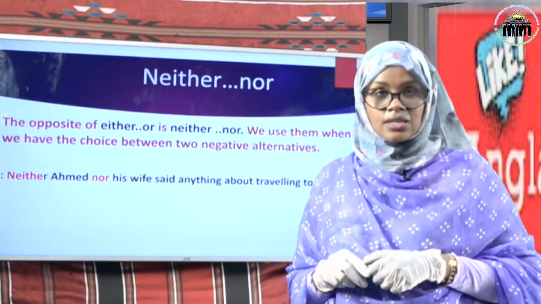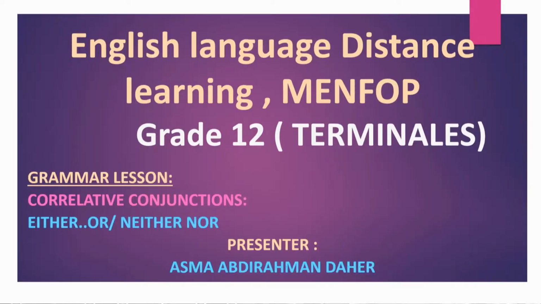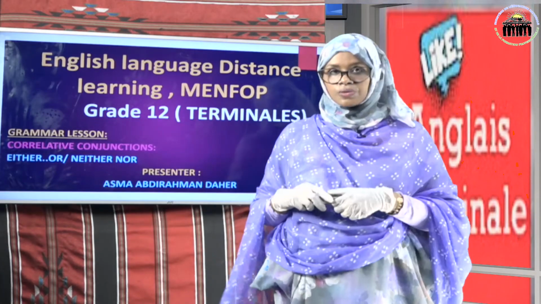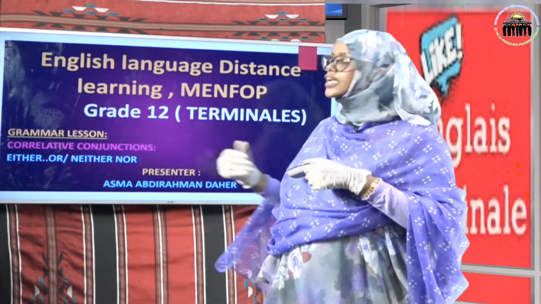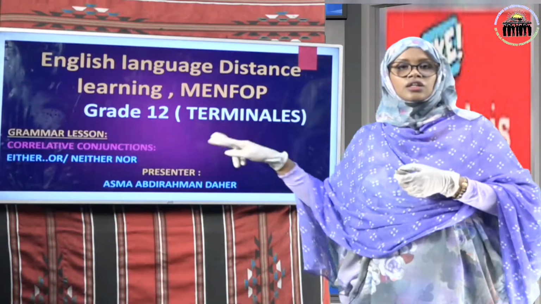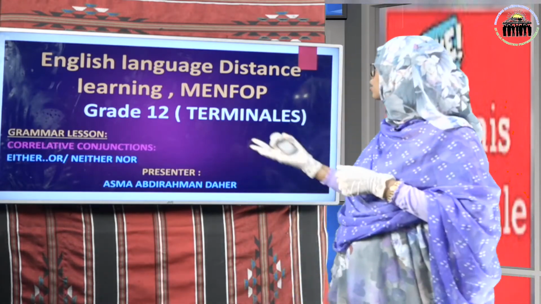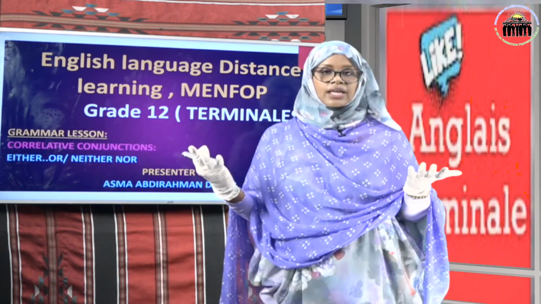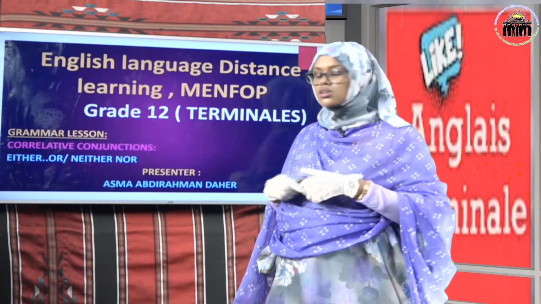So today's lesson or today's session is about that. Using either or neither nor to express two choices, okay? What are they? We call them correlative conjunctions. Correlative means they work together. There are two words. These two words work in pairs. They don't get to be separated. Conjunctions mean a word that joins two sentences. That's why we call them correlative conjunctions, because they work in pairs.